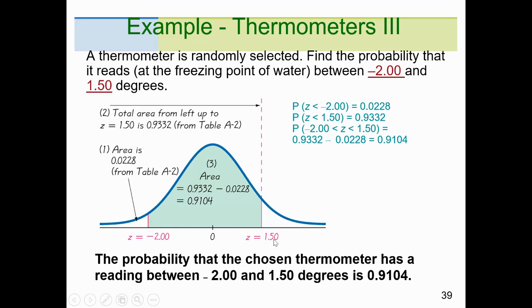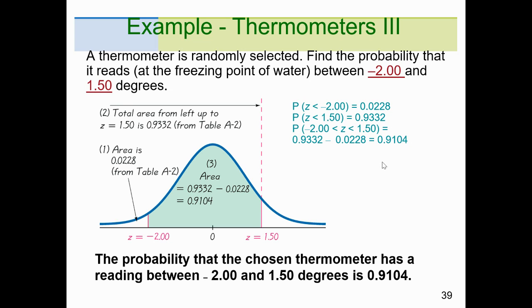If I went to my table and found the area associated with 1.5, it'd be from here all the way to the left. If I found the area associated with -2, it'd be from here all the way to the left. And then I would subtract. If I wanted the area in green, I'd have to subtract the two. All right, so it takes some time. We're finding the area in between.